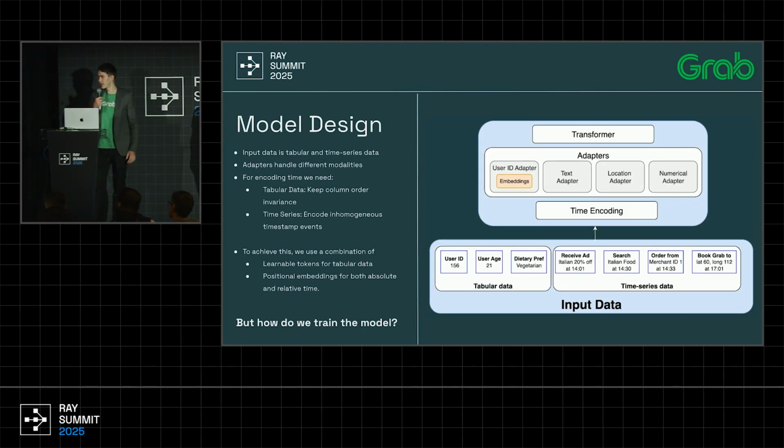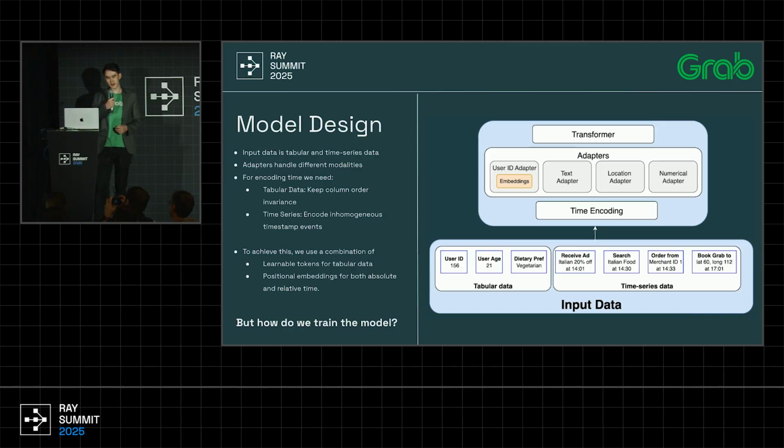So let's get started with the model design. At the bottom, we have both the tabular data and the time series data, and we want to input both. And as mentioned before, we want to keep column order invariance, and also we want to learn for time series data. To keep both properties, we use learnable tokens for tabular data and have more standard position embeddings for both absolute and relative time in our model.